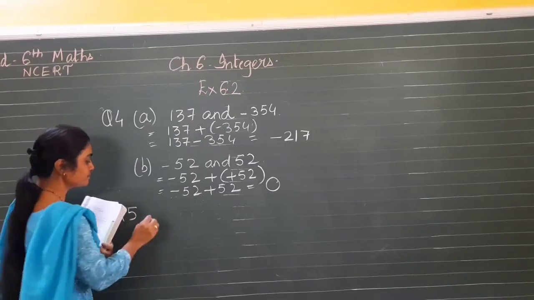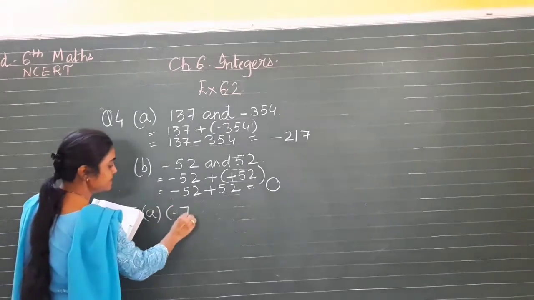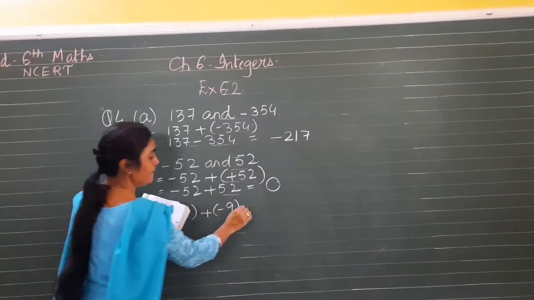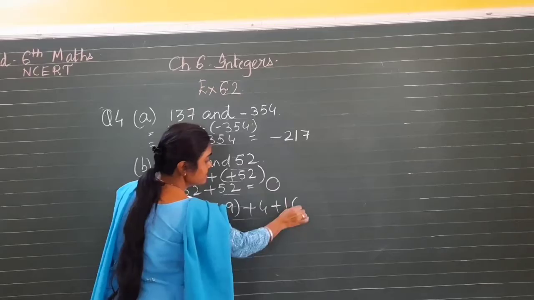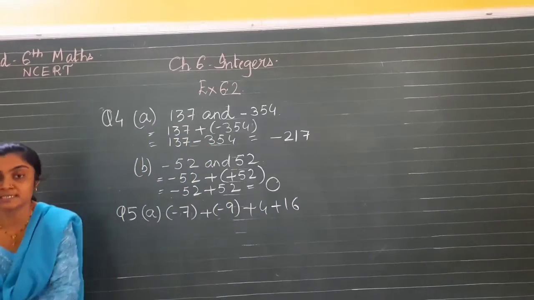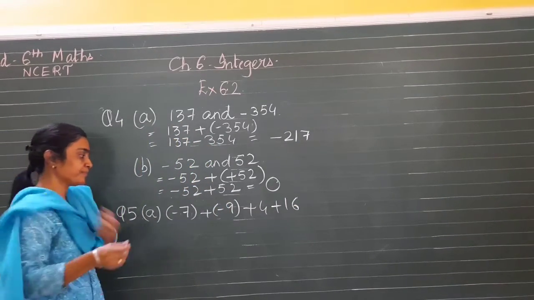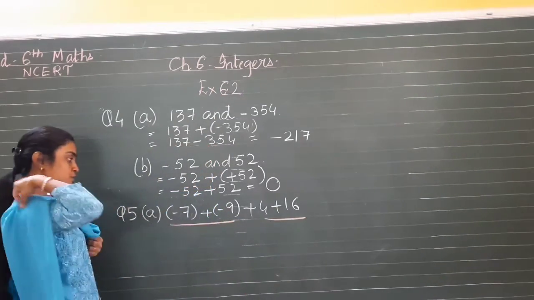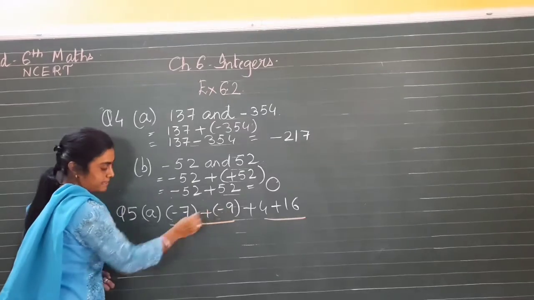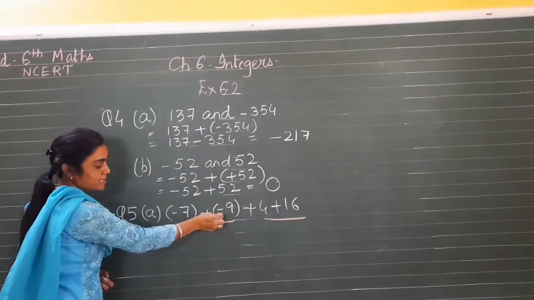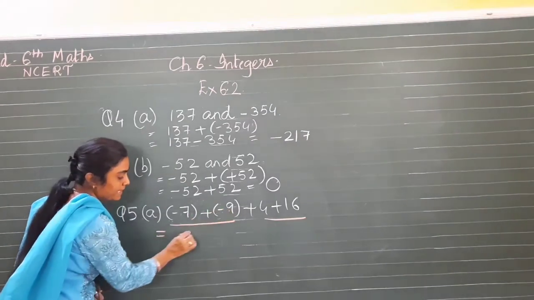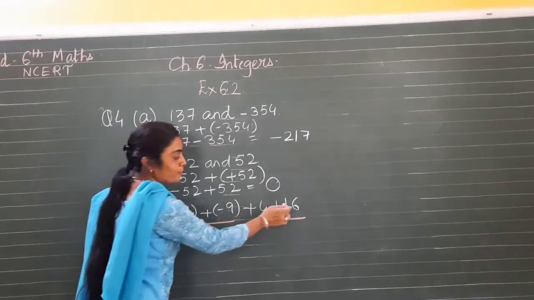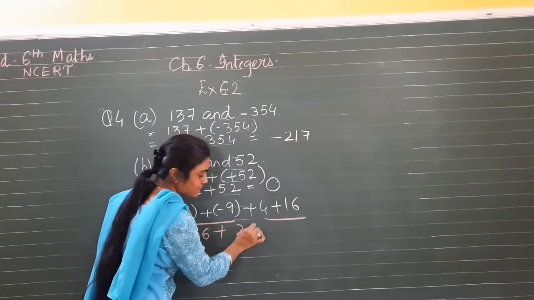Find the sum. Minus 7 plus minus 9 plus 4 plus 16. Now here there are 4 integers, so we will make a pair: this 2 pair and this 2 pair. Here is minus, here is minus. Minus minus plus, so minus 7 plus minus 9 will be minus 16. You will put the sign of minus. Now 4 plus 16, that is 20.